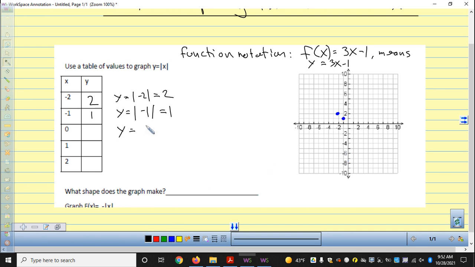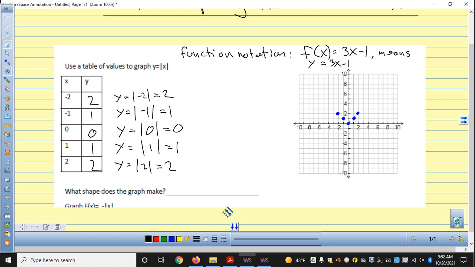Now we're going to plug in y equals 0, or sorry, x equals 0, and y equals the absolute value of 0, which is 0. So I get a point here at 0, 0. And I keep going. Y equals the absolute value of 1, which is 1. So I get a point at 1, 1. And here I get y equals the absolute value of 2, which is 2. So I get a point at 2, 2. And I'm going to connect these with a nice straight line, like so. And there would be my absolute value graph.